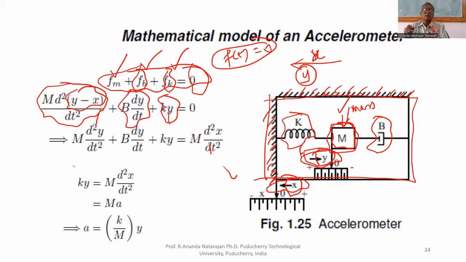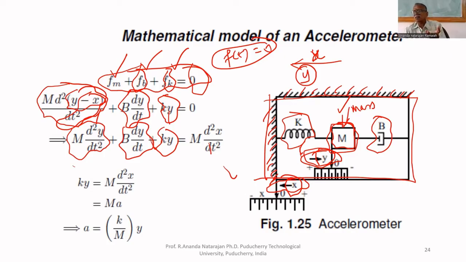As far as the mass is concerned, the free body, how much it moves is important to find the acceleration. That's why it is y minus x, not for the spring and dash part. That's all. Now you can write this x is negative, so you can bring this x to the other side. Therefore, m d square y by dt square plus b dy by dt plus ky equal to m d square x by dt square. But we know that we have to find the acceleration of the car in which the box is attached. That is, in the car the displacement is x.